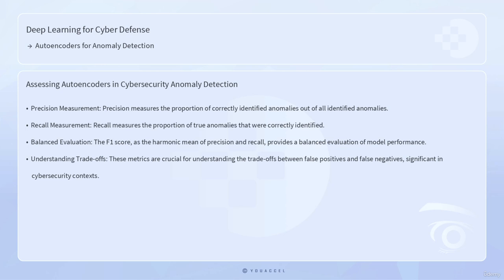These metrics are crucial for understanding the trade-offs between false positives and false negatives, which are particularly significant in cybersecurity contexts where both types of errors can have severe consequences.